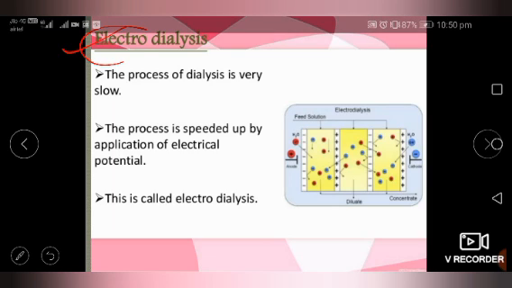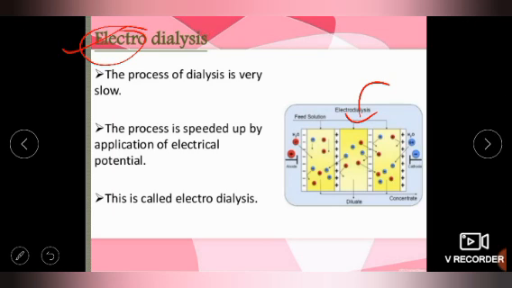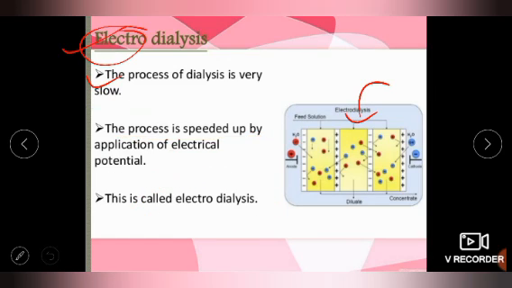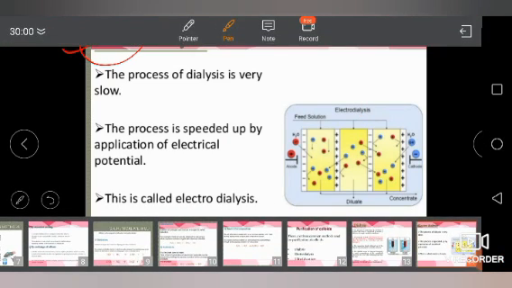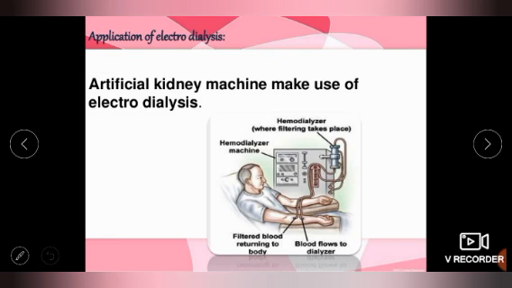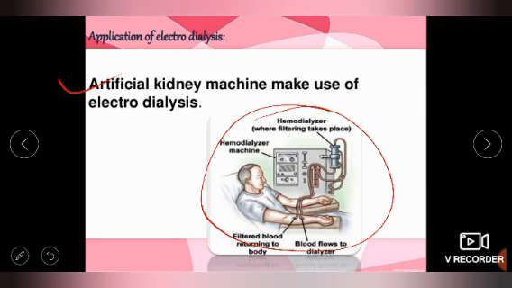Next is electrodialysis. The word electro means that electricity will pass. The process of dialysis is very slow, and how do we increase its speed? It can be increased by using electrical potential, and that process is called electrodialysis. It is also called artificial dialysis, which doctors use nowadays in medical science to filter the blood of people whose kidneys have failed. The artificial kidney machine makes use of electrodialysis, which is also called hemodialysis.